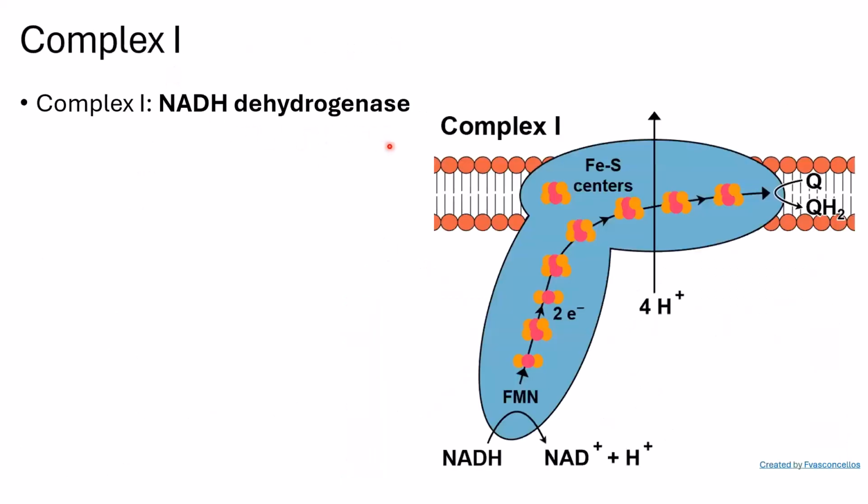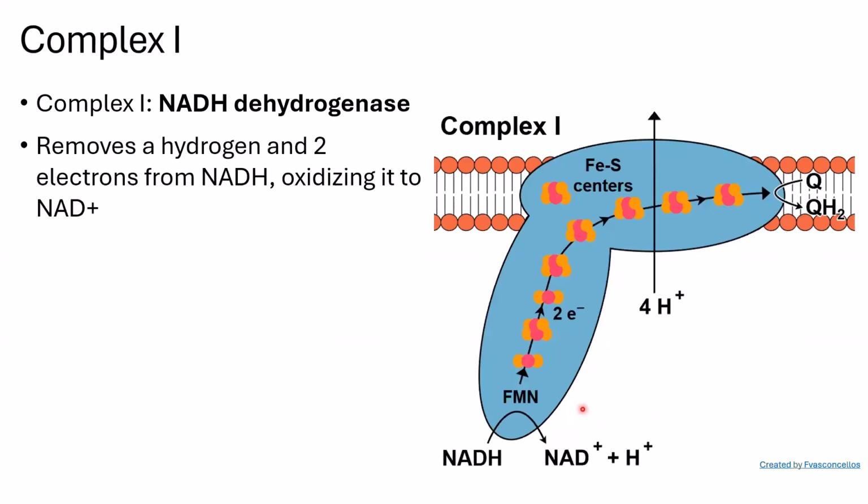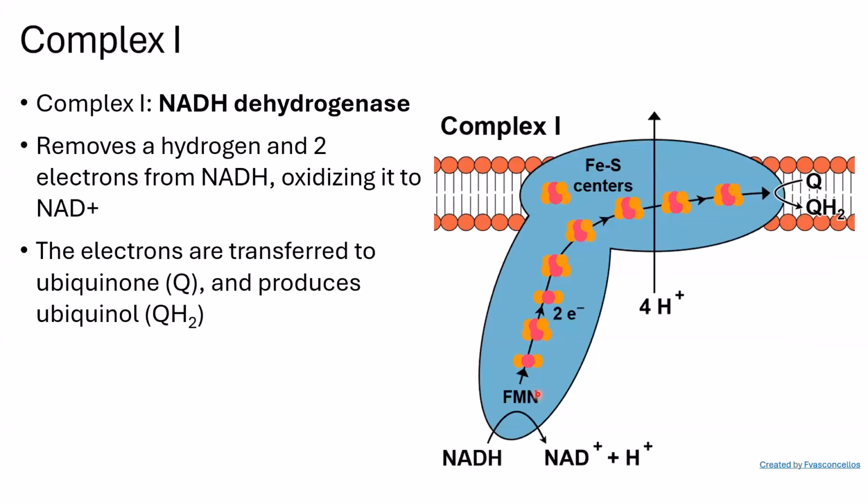Complex 1 is called NADH dehydrogenase. As the name suggests, it oxidizes NADH by removing hydrogen and 2 electrons. There are some extra details, but the electrons taken from NADH are eventually transferred to a molecule called ubiquinone, abbreviated here as Q, and this reduces it into ubiquinol, abbreviated as QH2. The QH2 will then diffuse to complex 3.